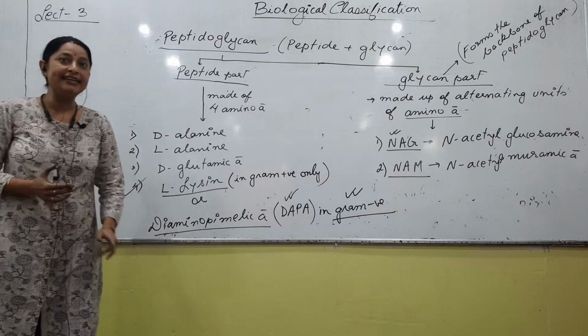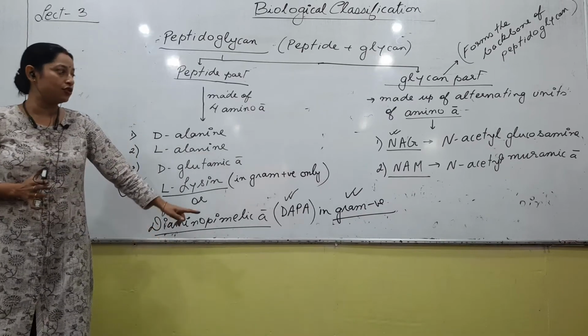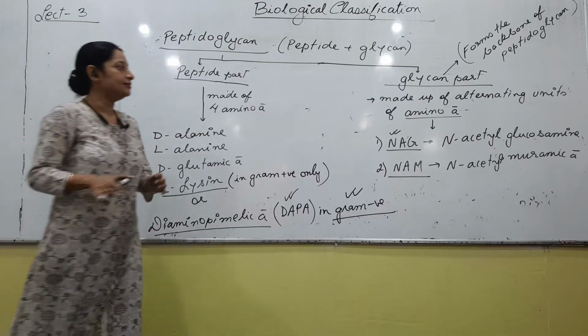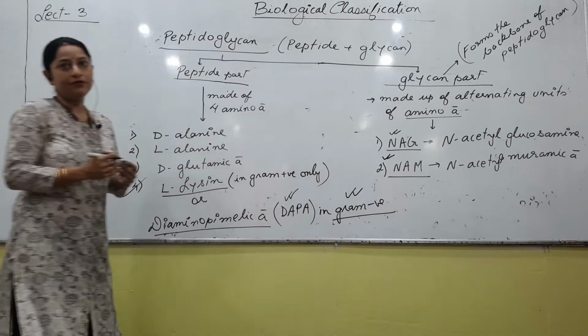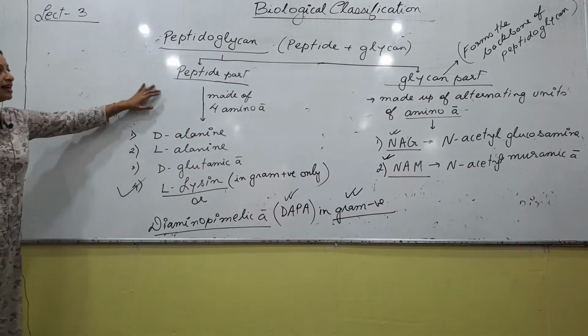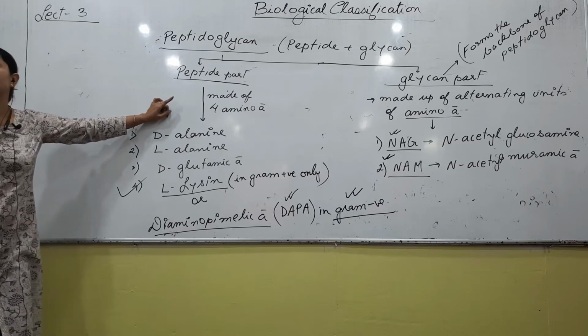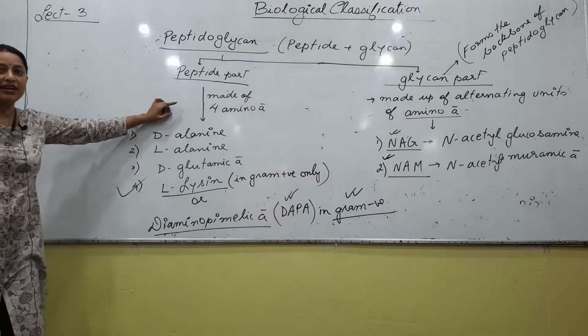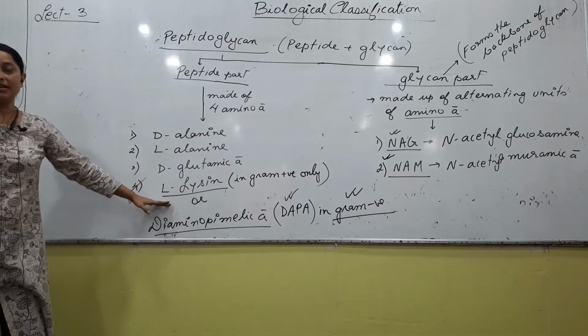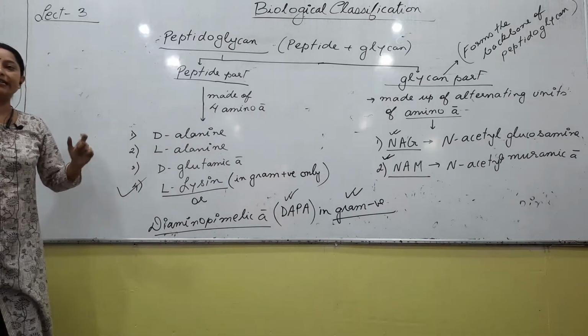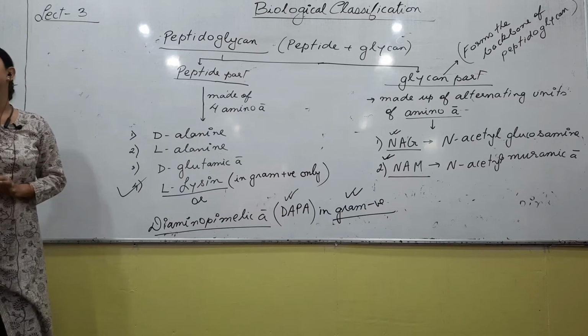Questions generally do not come from this. But there are 2 points that are important which I have marked, right? 1, 2 and 3. So if you see, the peptide part is made up of 4 amino acids and the glucan part is made up of 2 amino acids, right? Out of these 4 amino acids, the important point is the type that is present only in case of gram negative.